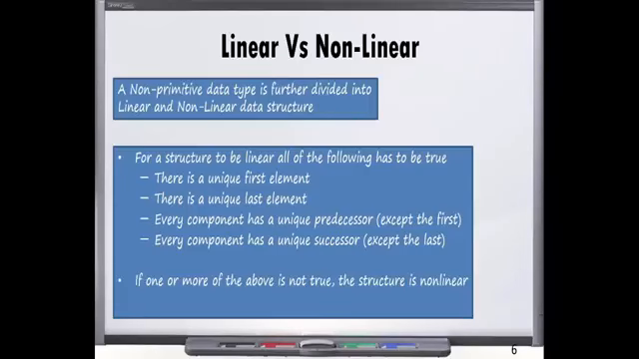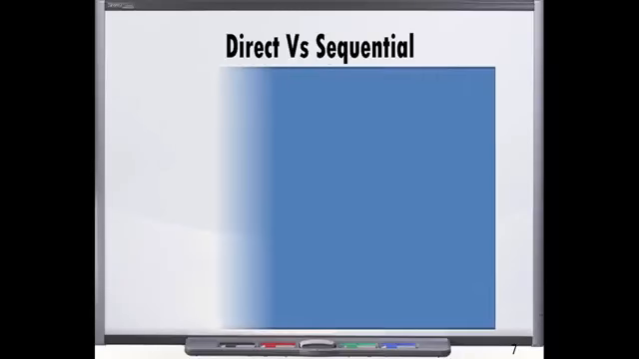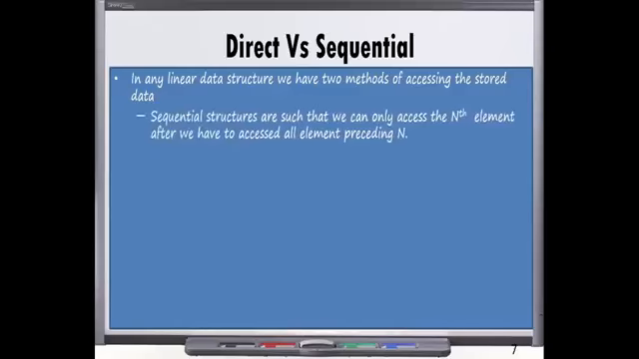And if one or more of the above is not true, the structure is non-linear. You have another set of classification based on linear data structure. These are direct versus sequential, and it actually depends upon the accessing of the stored data. So you can see in any linear data structure, we have two methods of accessing the stored data. These two methods are sequential and direct.